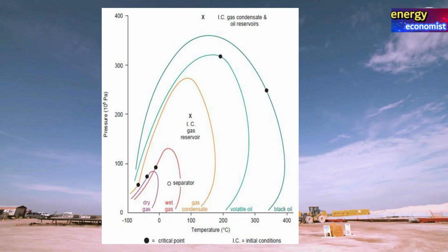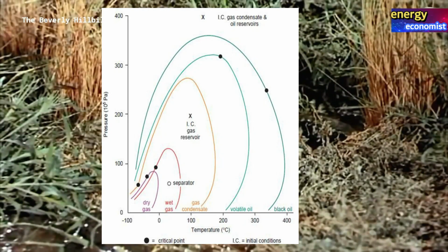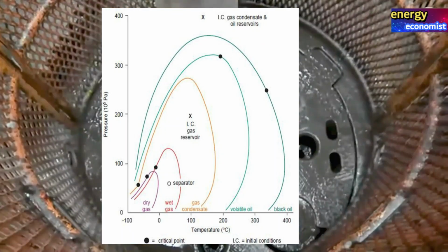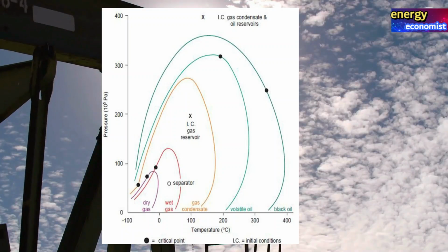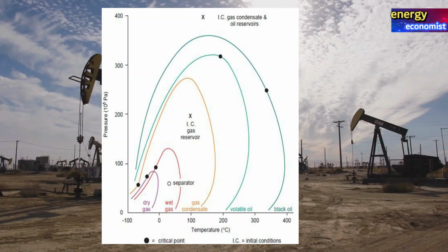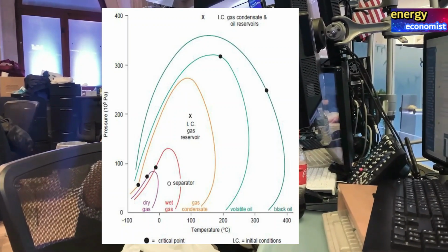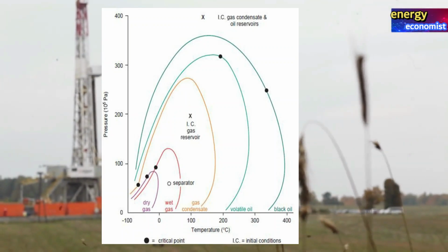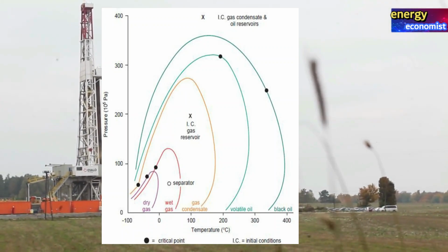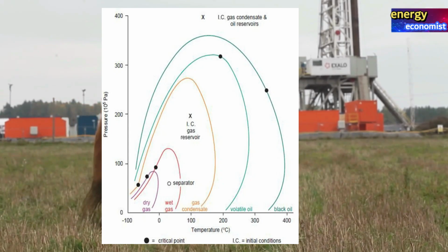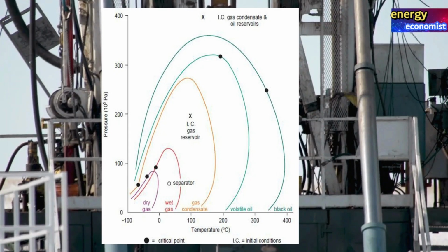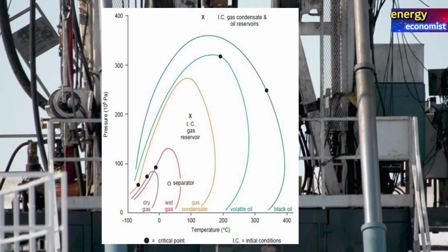When the pressure of a volatile oil or black oil reservoir is above the bubble point, we refer to the oil as undersaturated. When the pressure is at the bubble point, we refer to it as saturated oil, since if any more gas were added to the system, it could not be dissolved in the oil. The bubble point is therefore the saturation pressure for the reservoir fluid.